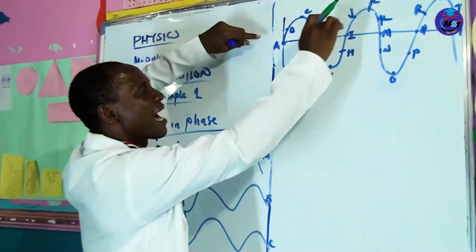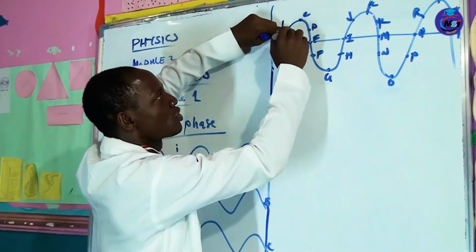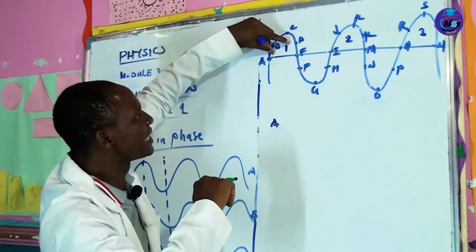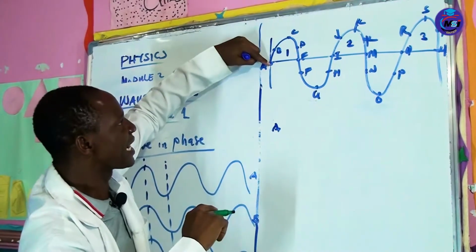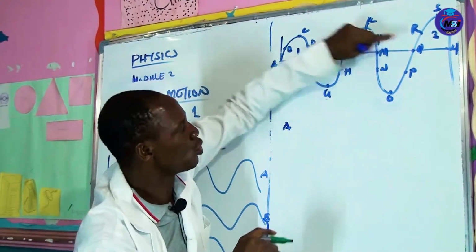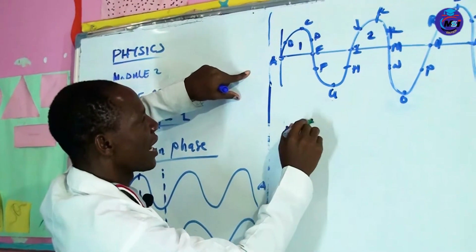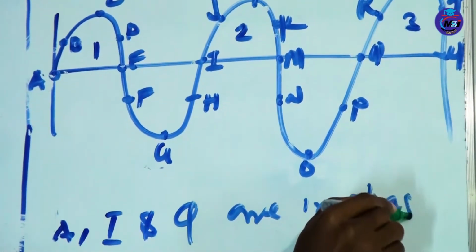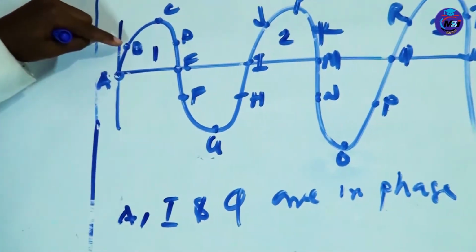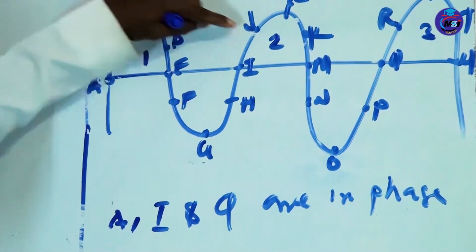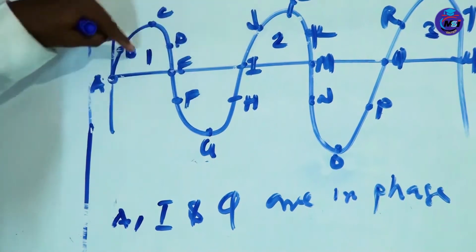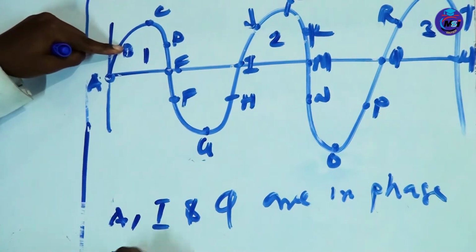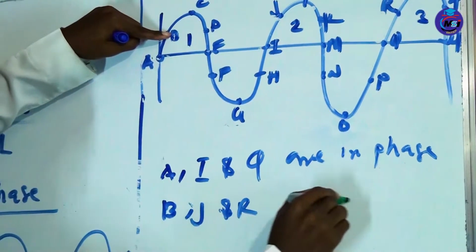We are looking at the half cycle up. Look at this: 1, 2, 3. For the three of them, if you place this over this and over this, you discover that A, I and Q will be in phase. So A, I and Q are in phase. Then if I decide to pick B here, this side of B, see it here, is J. If I place this one here, B and J will overlap with R. So we can now say B, J and R are also in phase.